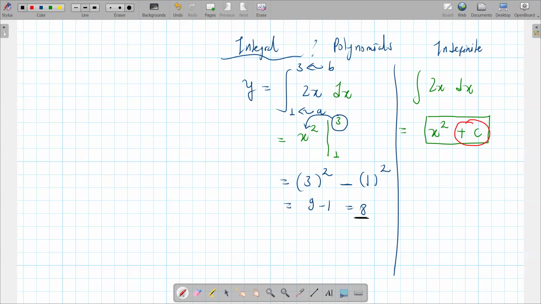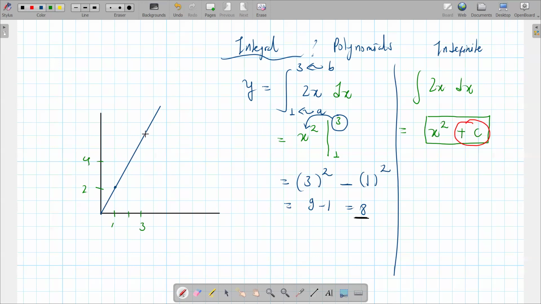Now, let me show you what this 8 actually means. And again, it's a linear function, so it's pretty easy to see what's going on. Our function is 2x, so it has a y-intercept of 0, and a slope of 2. So it looks like this. This is 2x. Our values of interest are 1 and 3. At 1, the y value is 2. At 2, the y value is 4. At 3, the y value is 6. It should have been 6.